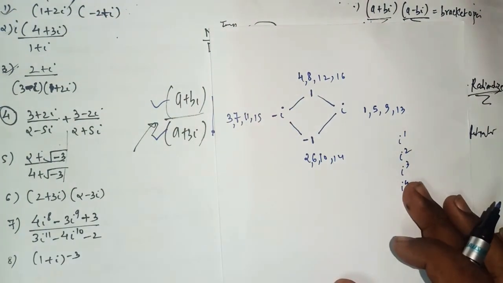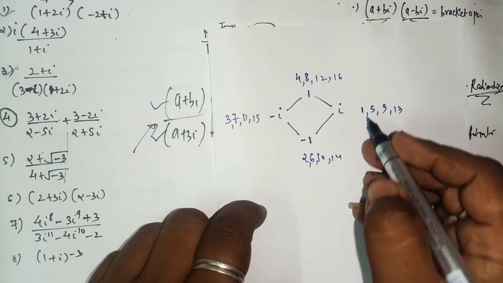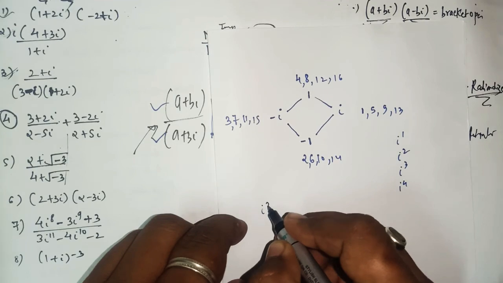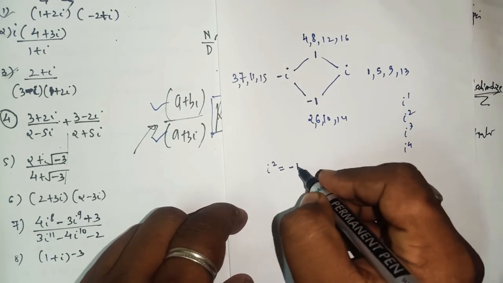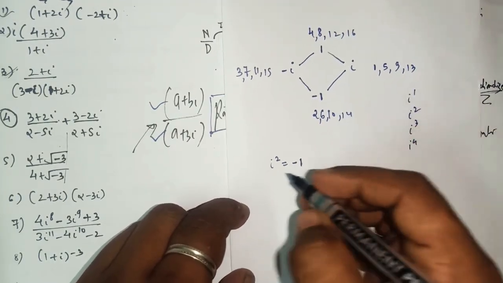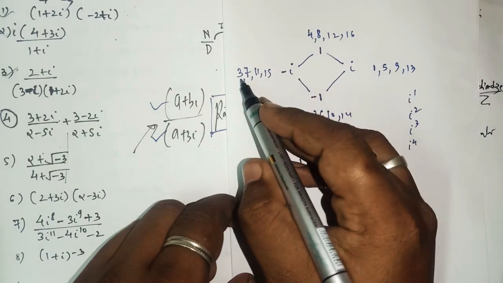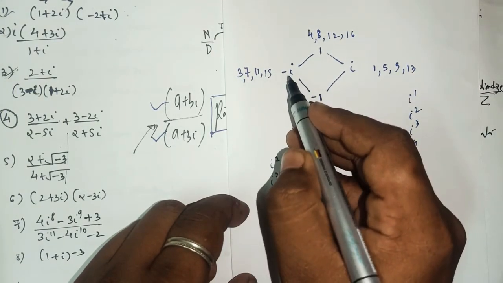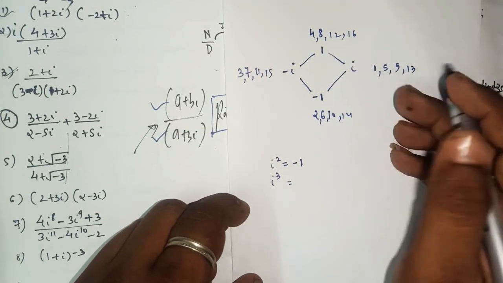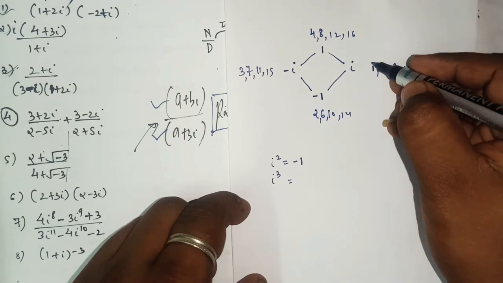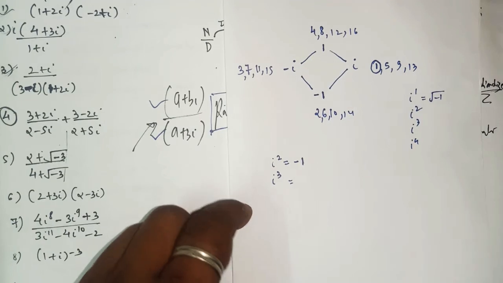Now we can easily find the answer. Now listen here. Suppose you want to find i square. What is the value of i square? We know that the value of i square is -1. So this is 1, -1, yes or no? If you want to find i cube, 3 comes on this side also. So the value for i raised to 1, 5, 9, 13 will be i, like that. Just forget about 1, because i raised to 1, we know, is the square root of -1.